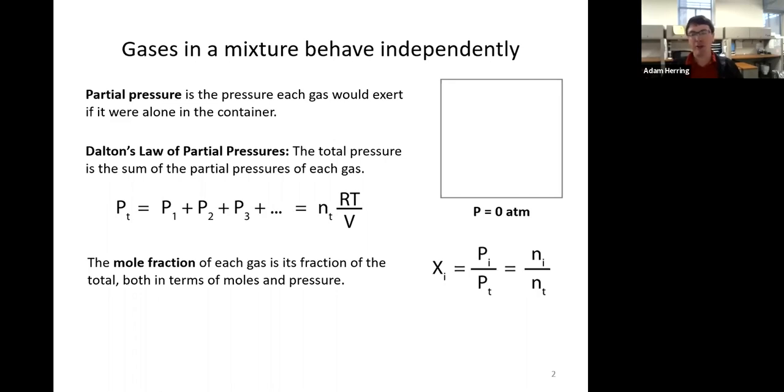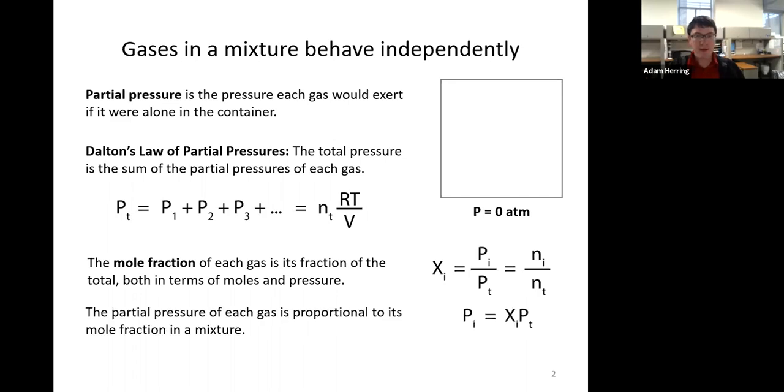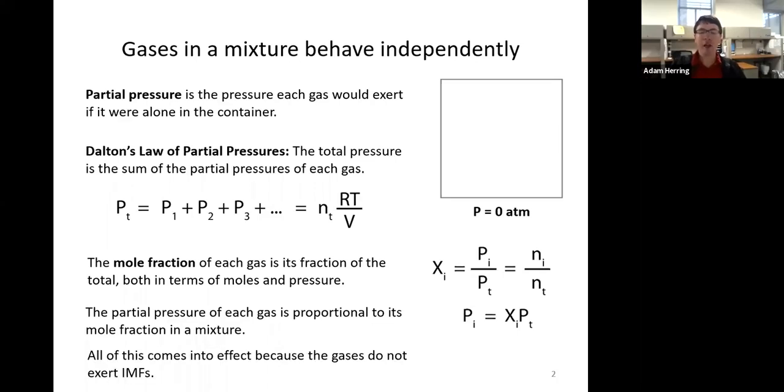So the mole fraction of any given gas is equivalent to the ratio of its number of moles over the total moles, or for gases, the partial pressure over the total pressure. Again, the partial pressure of each gas is proportional to its fraction within a mixture. And all of this comes into effect because gases do not exert intermolecular forces on each other.